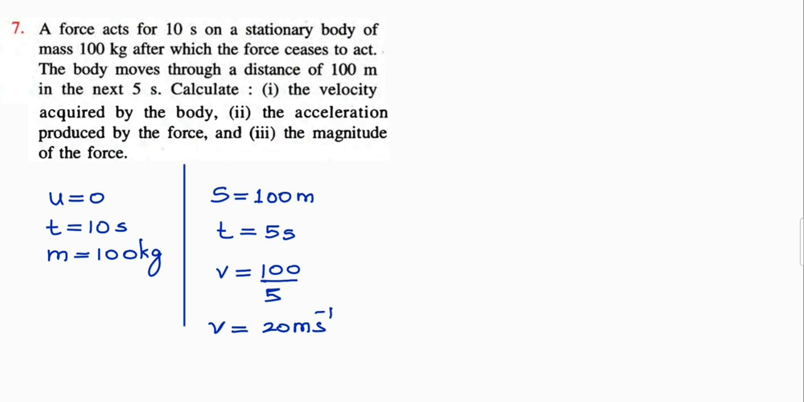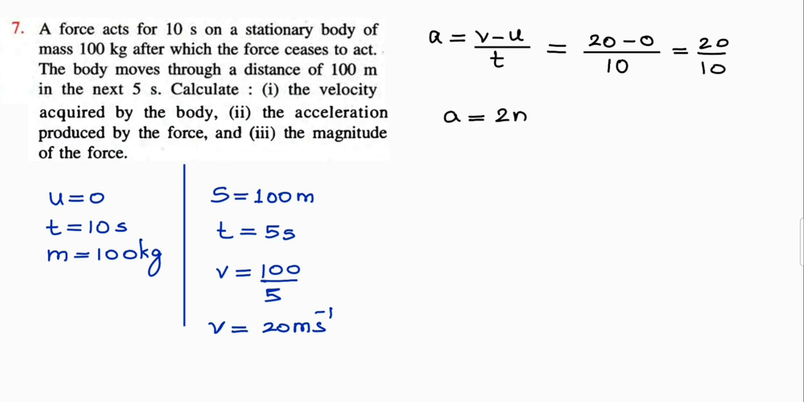Second part is acceleration. Acceleration is equal to v minus u by t. Substituting the values. Now again the most important part. How much time to be taken, 5 seconds or 10 seconds? 10 seconds, because force was acting for 10 seconds. Hence the answer is 20 by 10. So therefore acceleration is 2 meters per second square. And the last part is force. Force is equal to ma. Substitute. Hence the magnitude of force is 200 newtons.